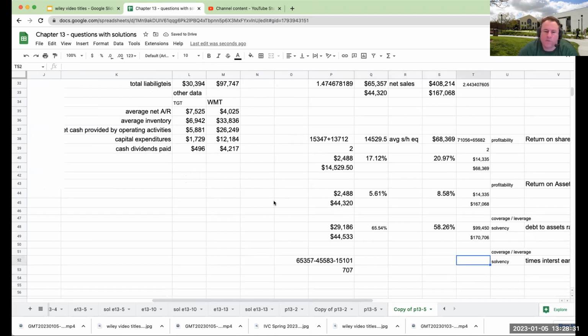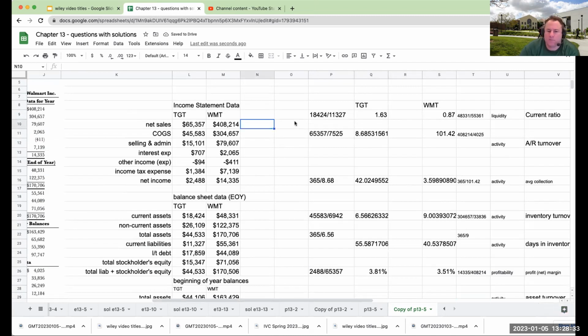Over here for Walmart, this is going to be 408,214 minus 304,657 minus 79,607. And I'm dividing this by my interest expense, which is 2.2 billion. Okay, let's go through and compute these. Okay, so this is going to be, let's see, let's do this manually.